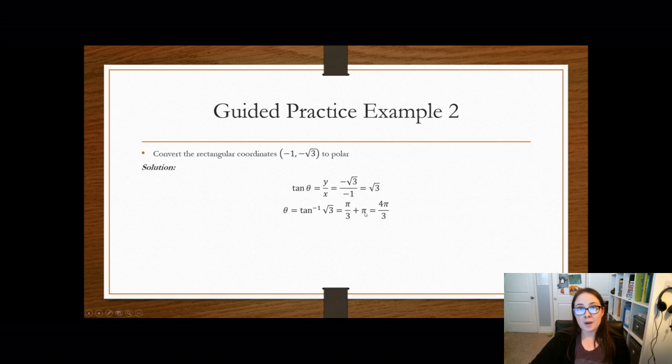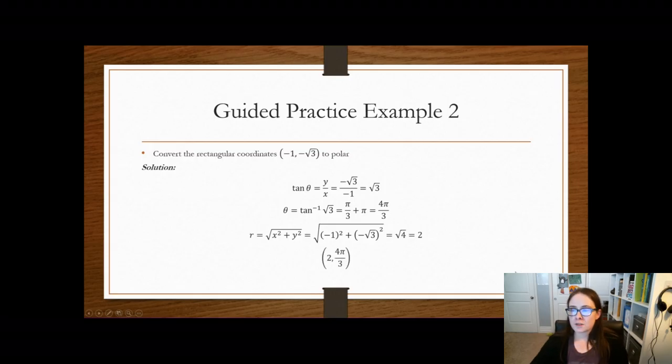And so I'm going to add pi to reflect it back down to the third quadrant, which gives me an angle of 4 pi over 3. And then plugging in the x and the y to the formula for the radius, I would end up with a radius of 2 from simplifying that. So I end up with a point 2, 4 pi over 3.